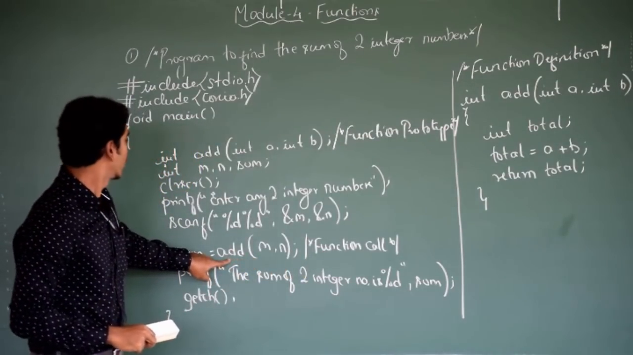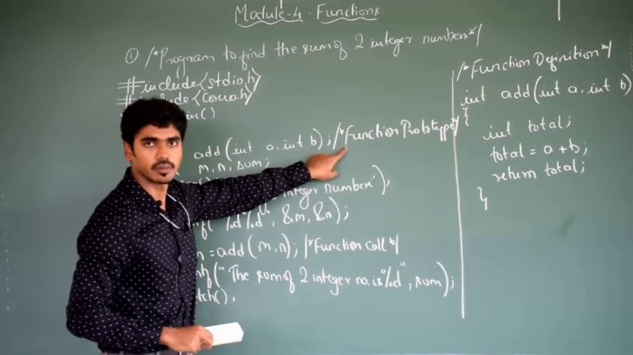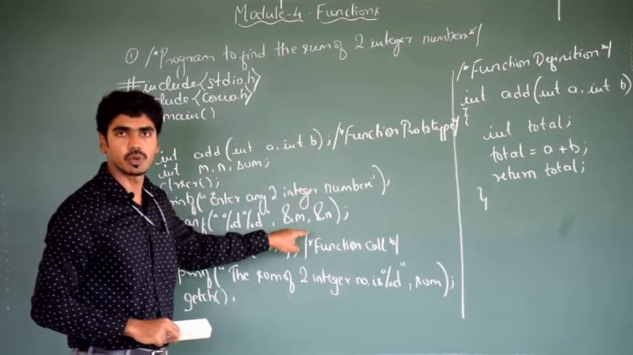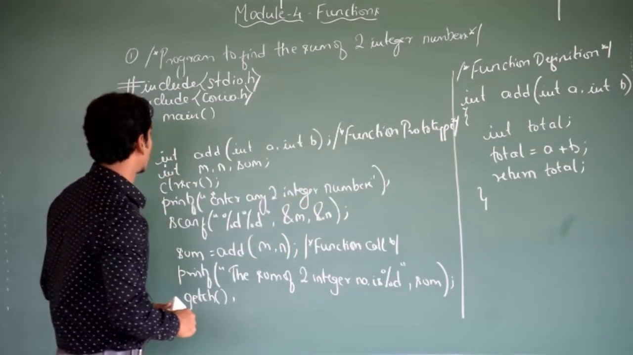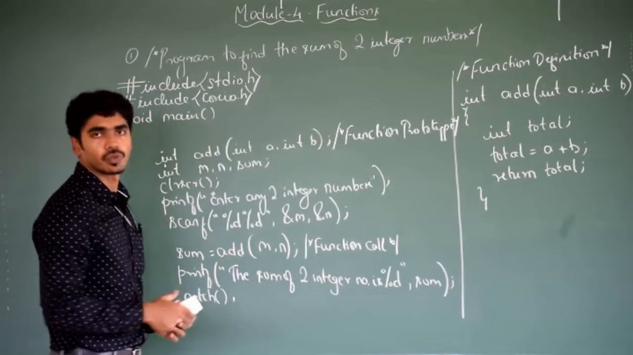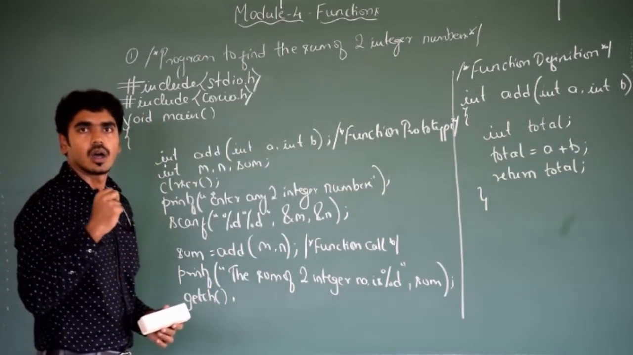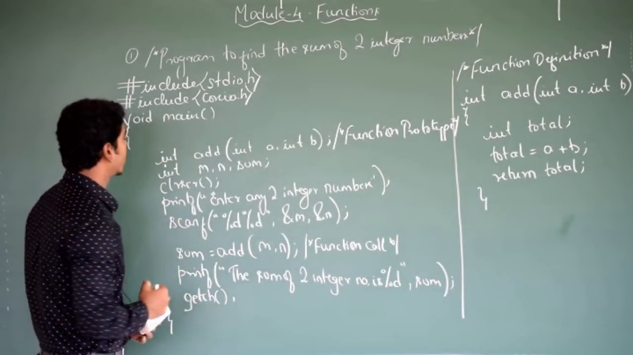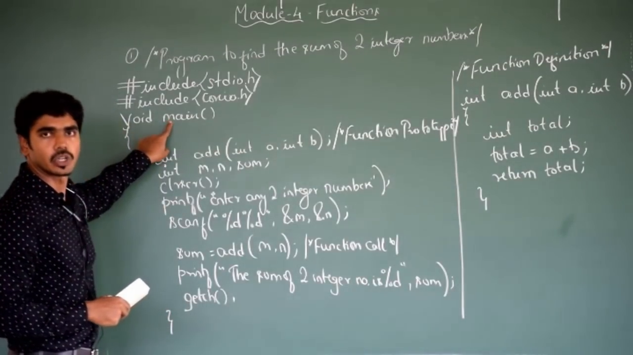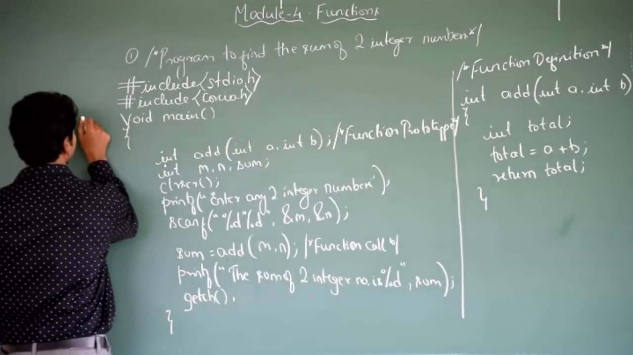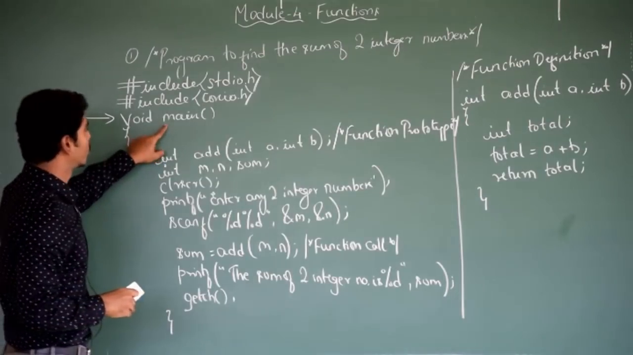Then we have the function prototype here. So all three elements are within the same program and they are required. Let us execute this program and check what the output would be. Any C program execution always begins from a function called main. So this is the line of execution.